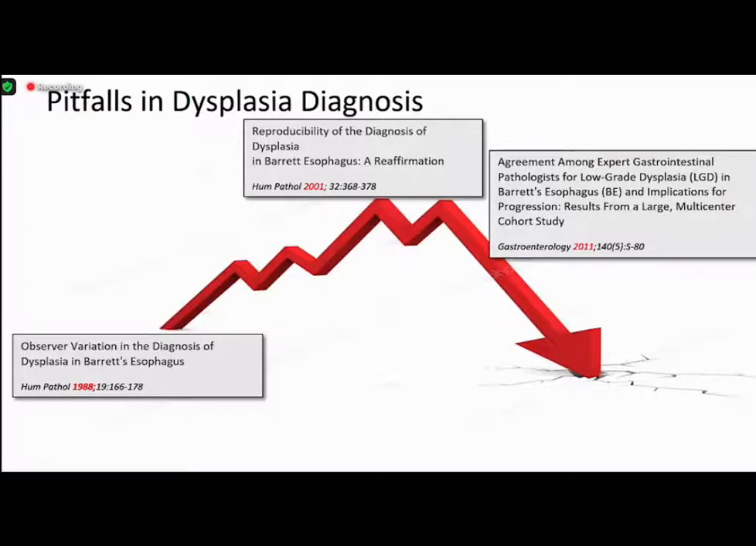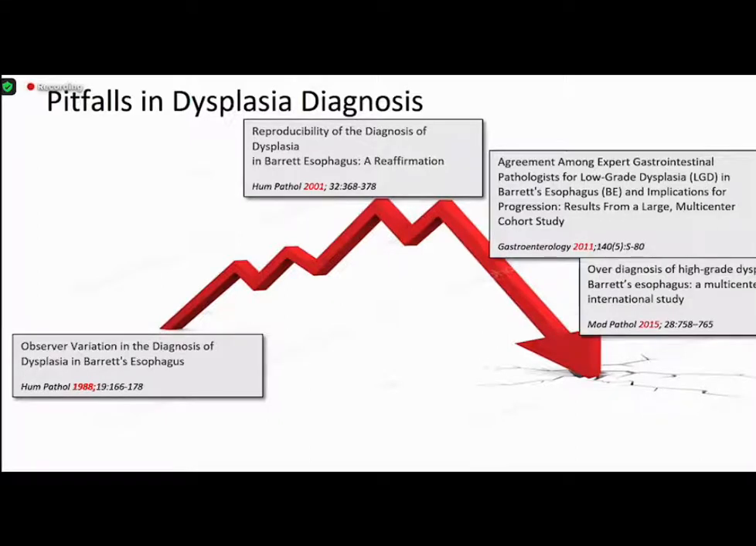However, later studies in the past decade have shown that this is actually not true. Many of these large multi-center cohort studies, the first one in Gastroenterology in 2011, said that the agreement amongst pathologists, in fact GI pathologists, is not very good for diagnosing dysplasia in Barrett's esophagus. Another study in Modern Pathology highlighted that even at the extreme end of the spectrum, where we might think we would be good at diagnosis, such as high-grade dysplasia, we were over-diagnosing those cases. About 40% of those cases were being over-diagnosed.